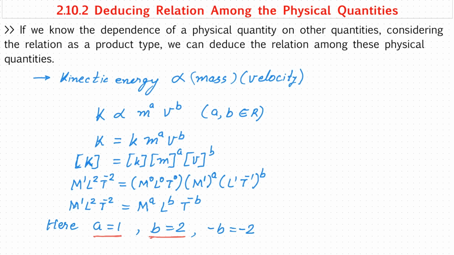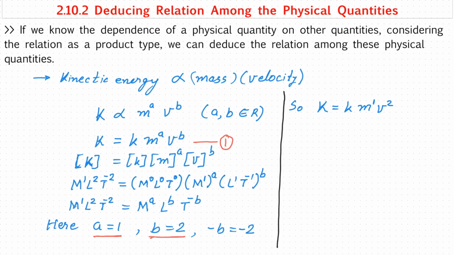Now this we will utilize in our equation 1. Here is the equation 1. So let us move forward. Now I can write the equation of kinetic energy as small k m raised to 1 and v raised to 2, because a is 1 and b is 2. So now it is k m1 v square. Still we don't know the value of the proportionality constant k. So this equation is still not complete.